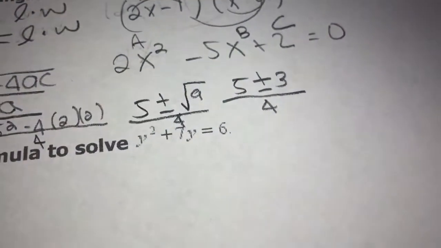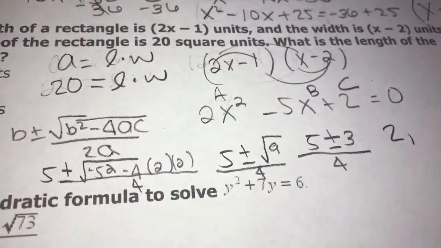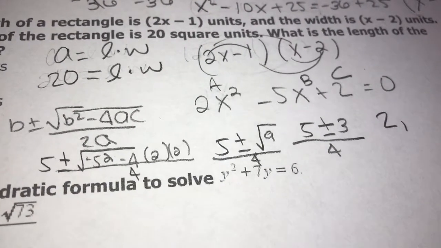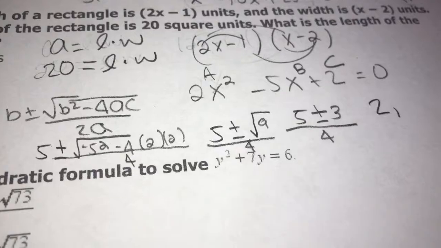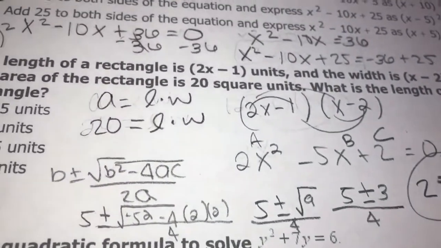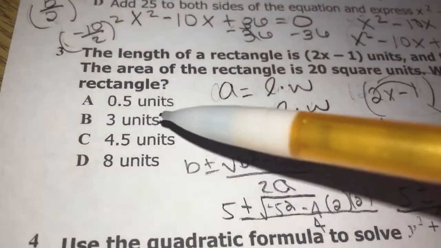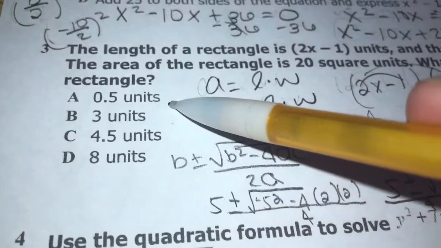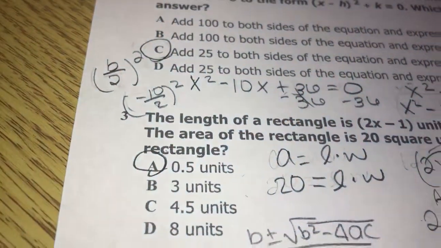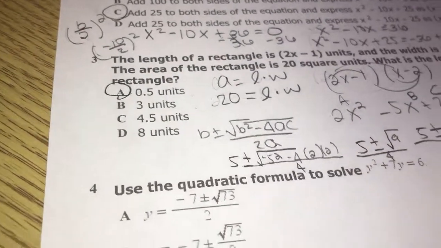So 5 plus 3 gives us 8. 8 divided by 4 is 2. 5 minus 3 gives us 2, and 2 divided by 4 is 1/2. Okay, now we have our answers, 2 and 1/2. And we go over here to our choices, and we see that 0.5 units, which is 1/2, is our answer. So for number 3, A's answer, 0.5 units, is the length.